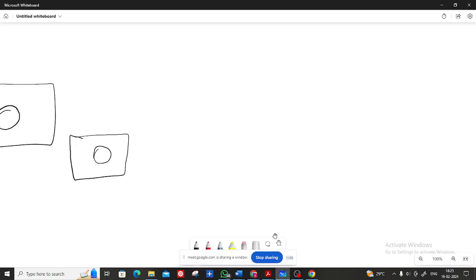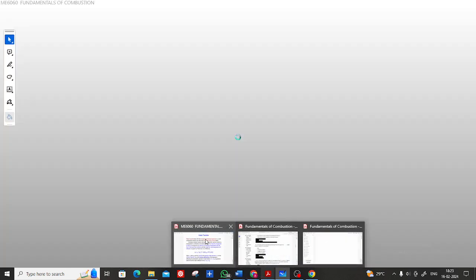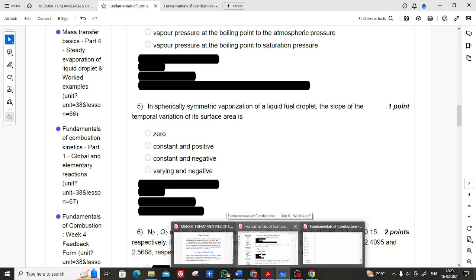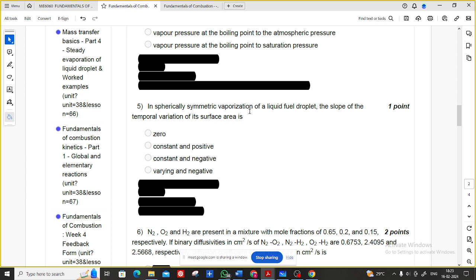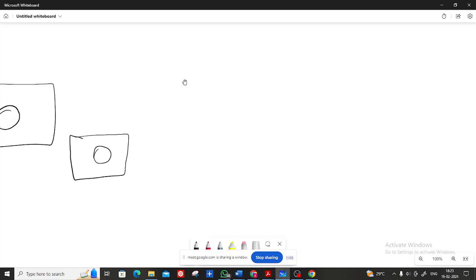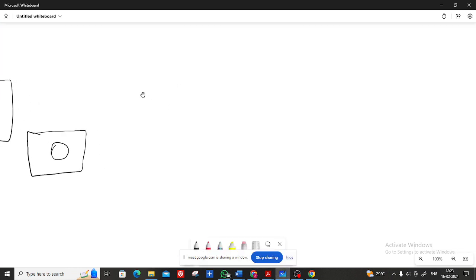So basically, it is asking what is the slope of the temporal variation of the surface area in spherically symmetric vaporization of a liquid fuel droplet. Remember, it is asking surface area, right? So what is the d square law? There is a negative k. That is what we got. That is a constant. Harsh, your answer is correct.